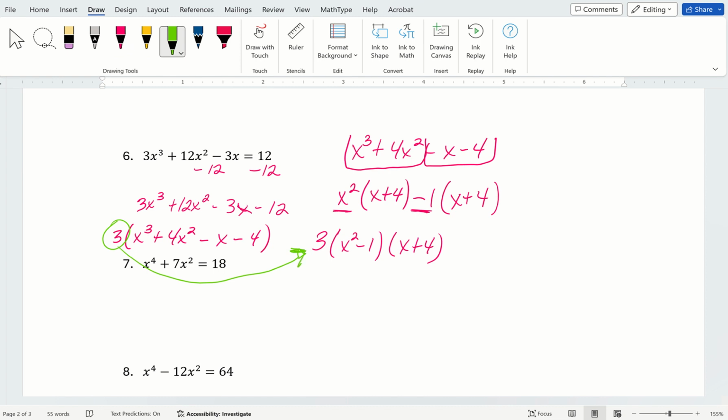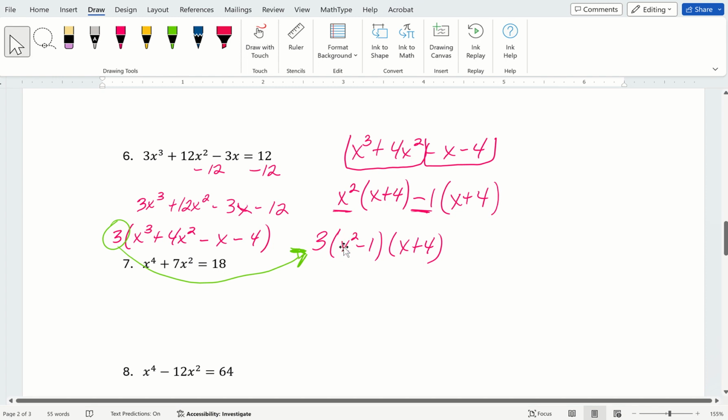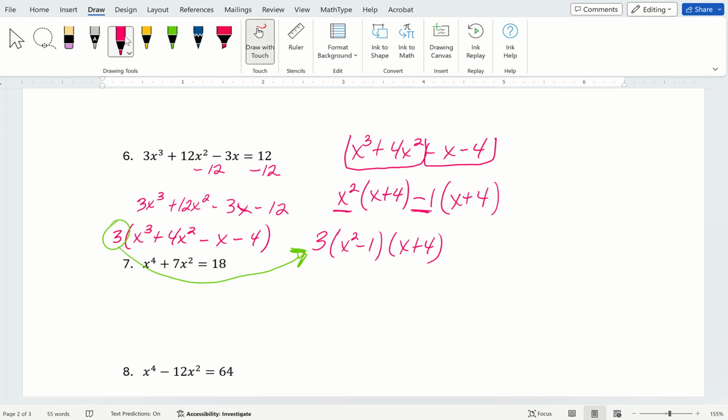Now, are we done factoring? In this case, no. Now I have two terms here in parentheses, and each of these has two terms. So I have to ask myself, is this a difference of perfect squares? And the answer is yes. X squared is a perfect square and 1 is a perfect square. So we can factor that even further. And we're left with x plus 1, x minus 1, and x plus 4.